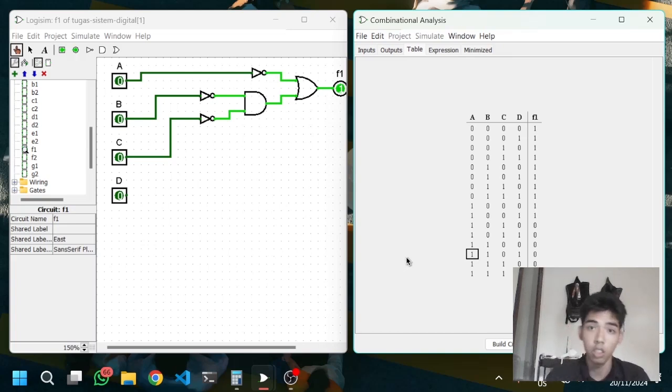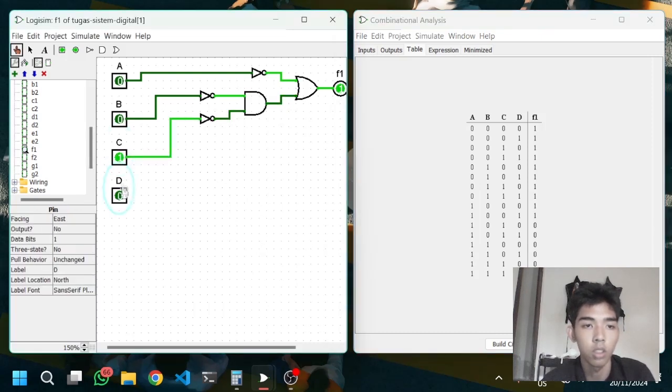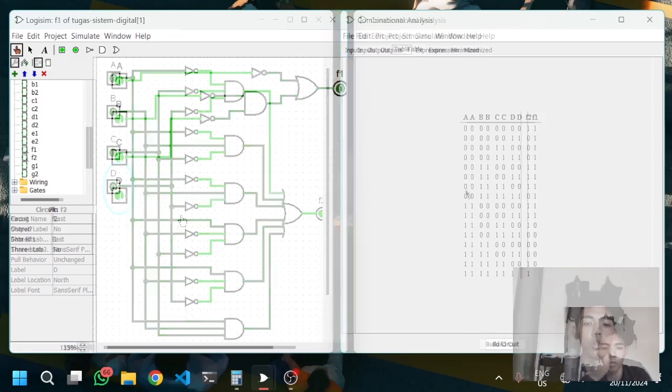Okay, this is the F1. It's the same as A1, so it's going to check 1, 2, 3, 4, 5, 6, 7, 8, 9, 10, 11, 12, 13, 14, and 15. Yeah, so it's the same as A1. Let's move on to F2.